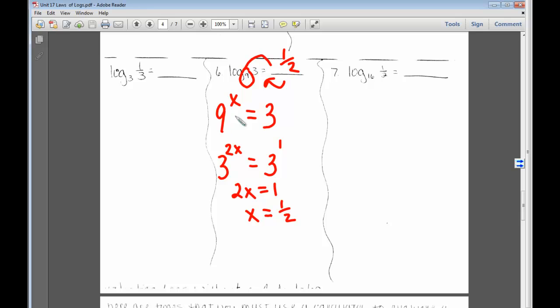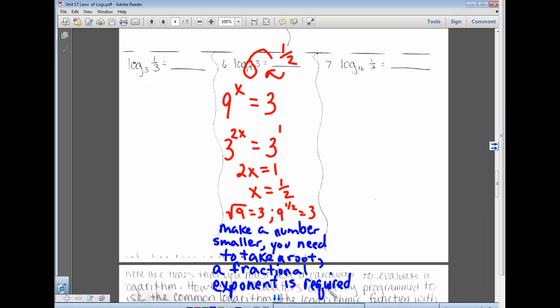The square root of 9 is equal to 3. Therefore, 9 to the 1/2 power is also equal to 3. To make a number smaller, you need to take a root. Therefore, a fractional exponent is required.